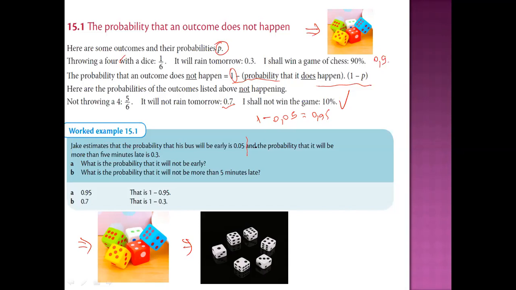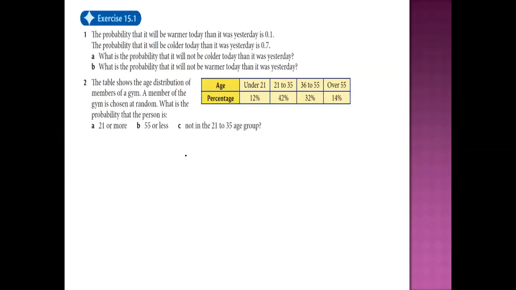And the second part of the question: the probability that it will be more than 5 minutes late is 0.3 or 30%. So what is the question? What is the probability that it will not be more than 5 minutes late? In the same way, you can follow it. So 1 minus 0.3 is equal to 0.7. There we have two examples.